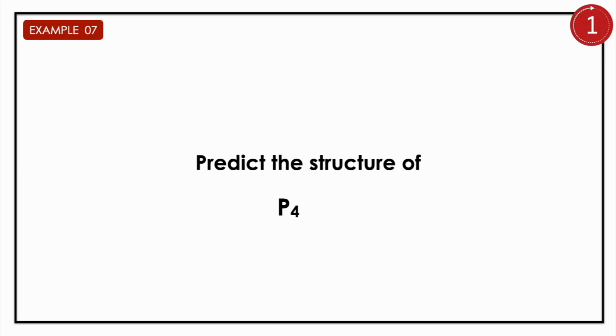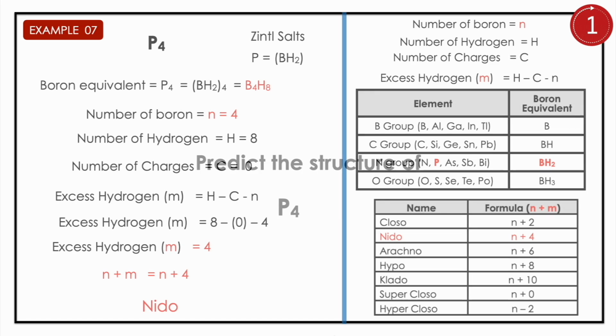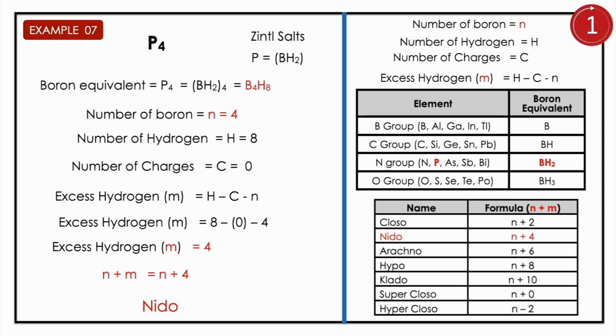Then the next example, P4, that is the phosphorus molecule. You should find the structure using Wade's rule. Clearly P4 is a Zintl salt. You have to find the boron equivalent. Phosphorus is in the nitrogen group. So the equivalent will be BH2. So the boron equivalent of P4 means BH2 4 times, that is B4H8. The compound becomes a simple borane. We can find the excess of hydrogen easily.